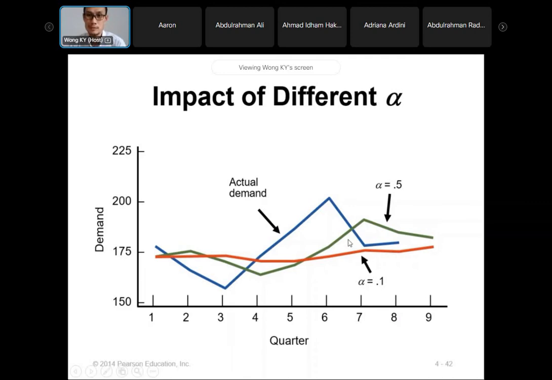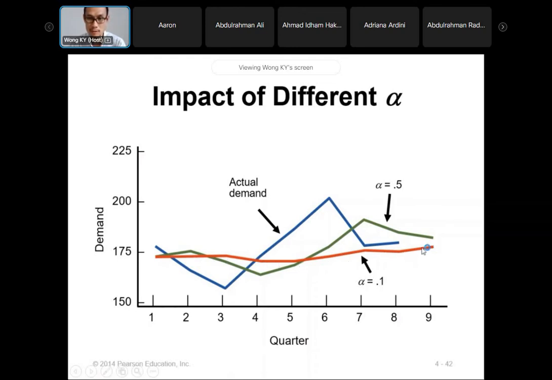So let's say if you use alpha equals 0.5 to make the forecast, then you will get the green line. Okay, so you see the green line, it is okay because it's quite sensitive to the change in the average value, right? But if you use alpha equals 0.1, which is a smaller alpha, to make the forecast, you will get the forecast value like the orange line here.